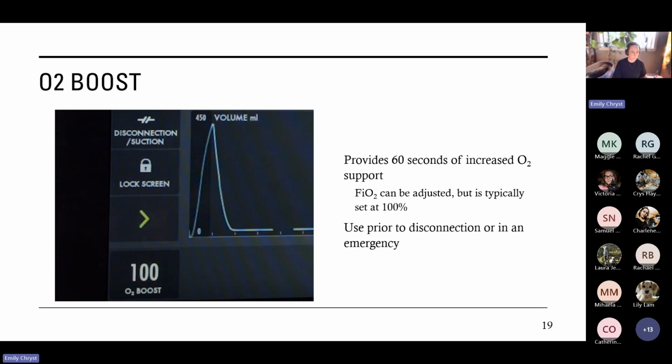And then we have an oxygen boost button. This is your best friend if you're ever worried about a patient. This is typically going to be preset to 100%. You can adjust what it is, but 100% is more or less a standard. And by pushing this button, you're going to give the patient 60 seconds of increased oxygen support.